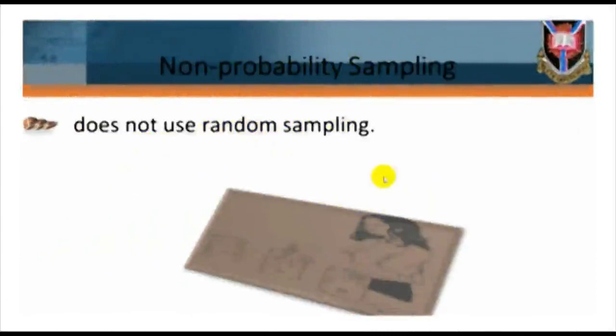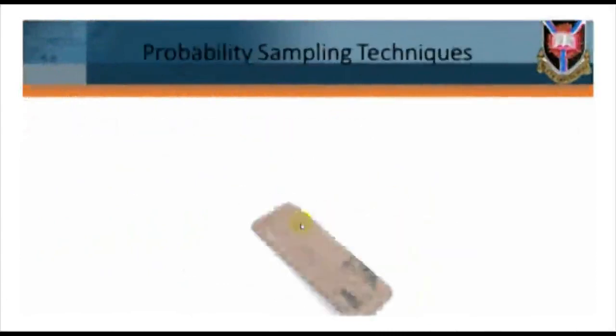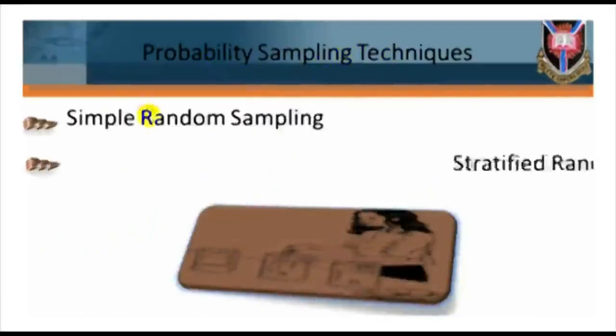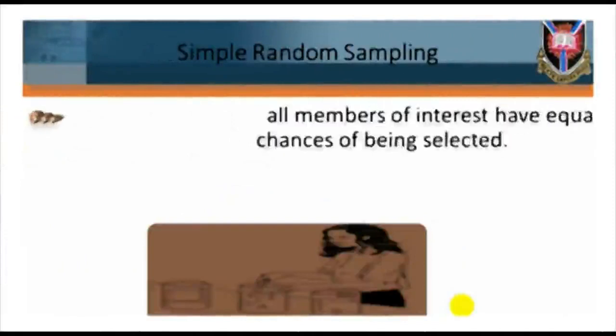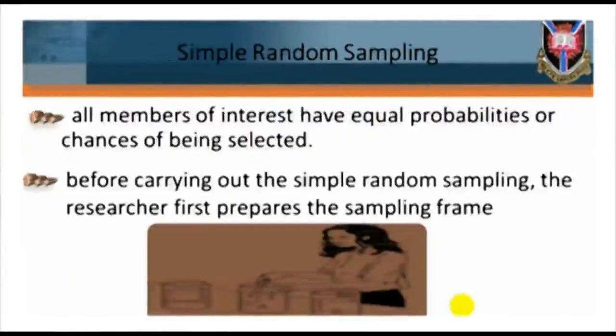Probability sampling techniques. A. Simple random selection. By this technique, all members of interest have equal probabilities or chances of being selected. A common method adopted is the use of table of random numbers. The table of random numbers is generated by the computer and contains decimal digits of 0 to 9.